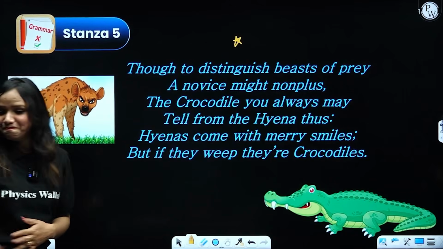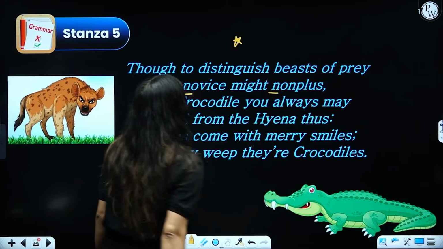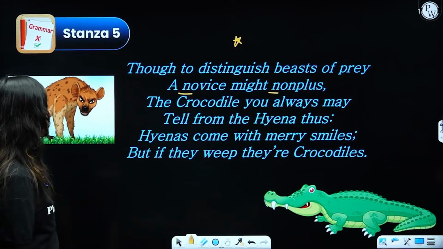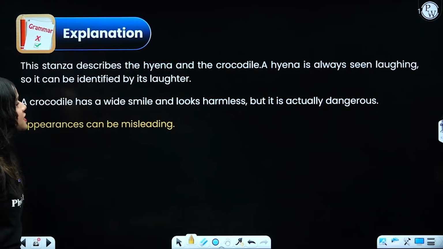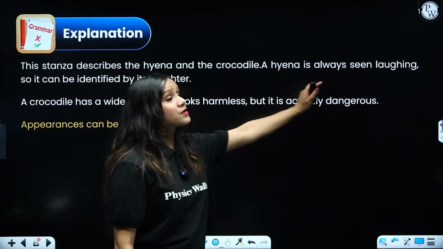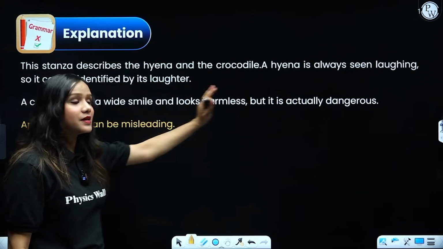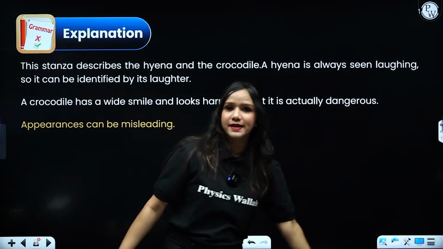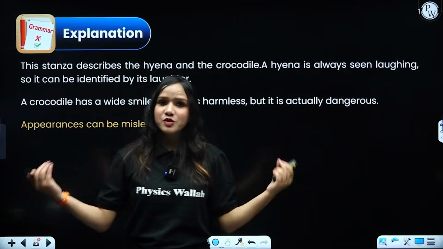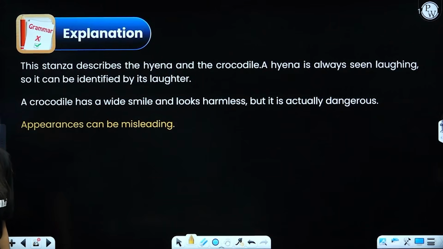So let's see this as well. Here we see alliteration. Got it? Now, the stanza describes the hyena and the crocodile. A hyena is always seen laughing, so it can be identified by its laughter. A crocodile has a wide smile and looks harmless, but it is actually very, very dangerous. And what is that peculiar trait which makes them different? A crocodile always sheds false tears.